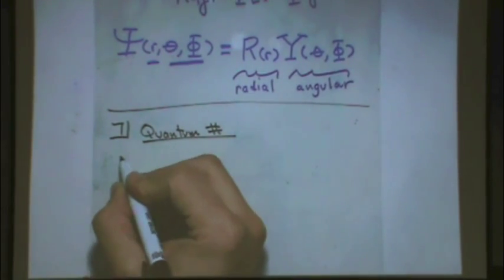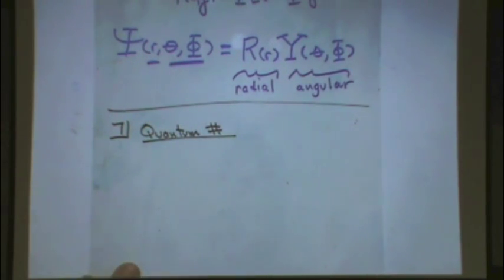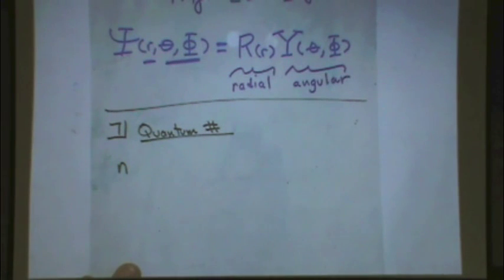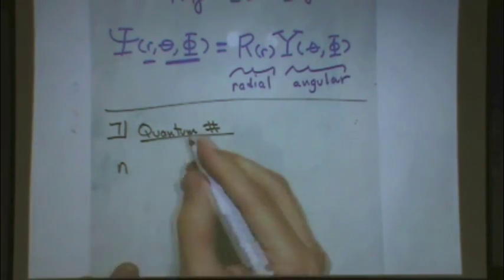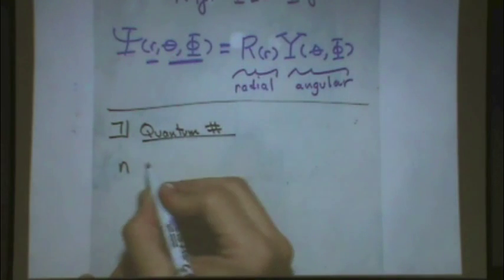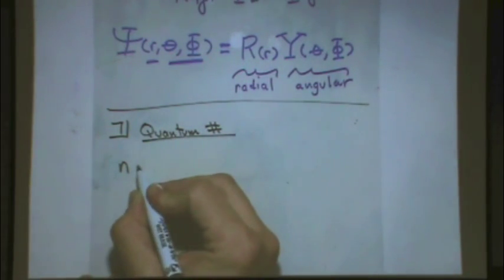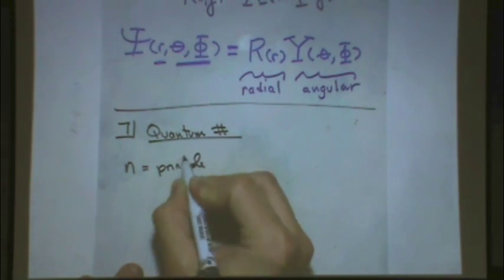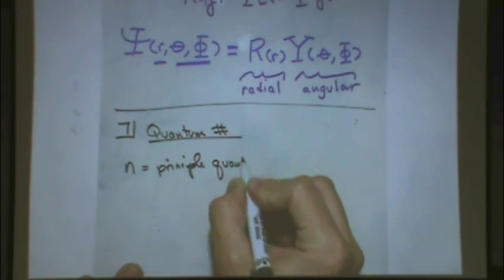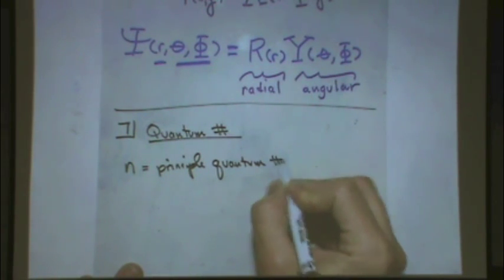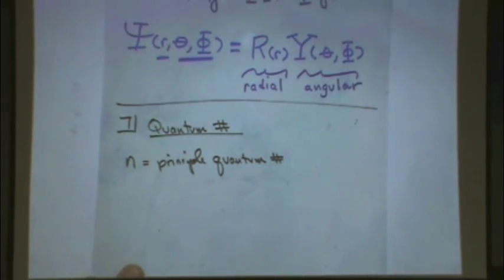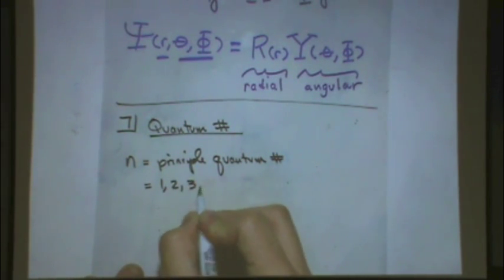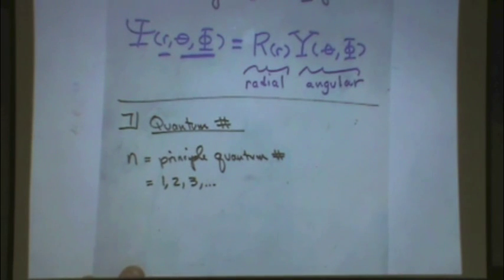Okay, quantum numbers. There are 4 of them. I'm going to teach you 3 right now. The first one is n. Hey, remember n? That old n from before? This is the same n, and now you're going to learn a little bit more about it. n is called the principal quantum number. Principal quantum number. It is, as you already know, a counting number. 1, 2, 3, etc.